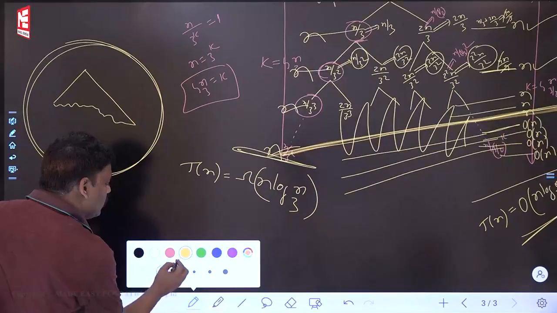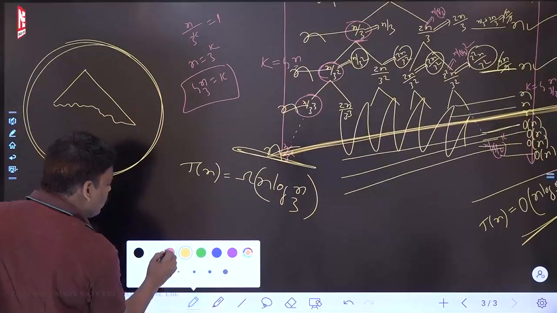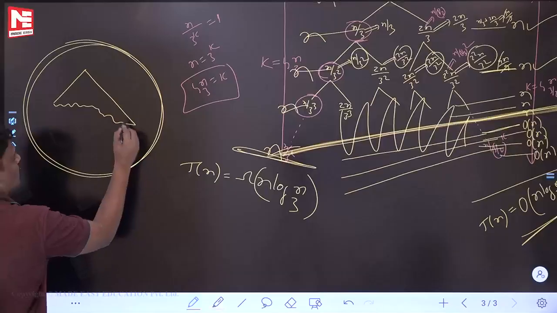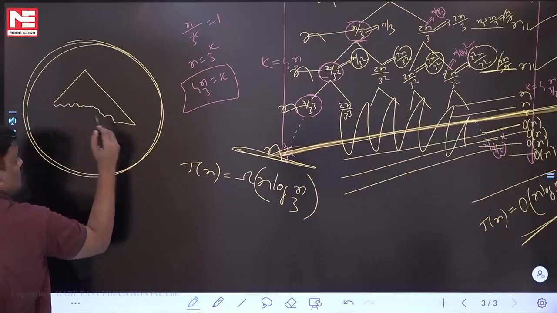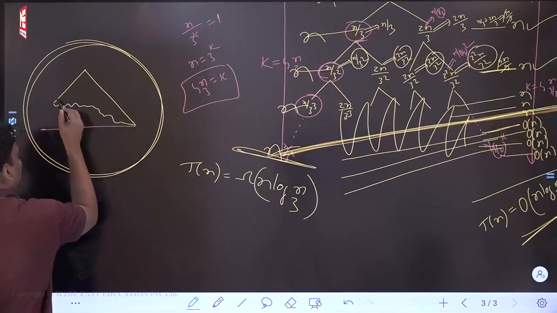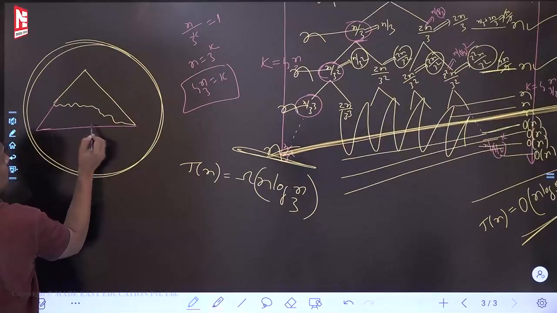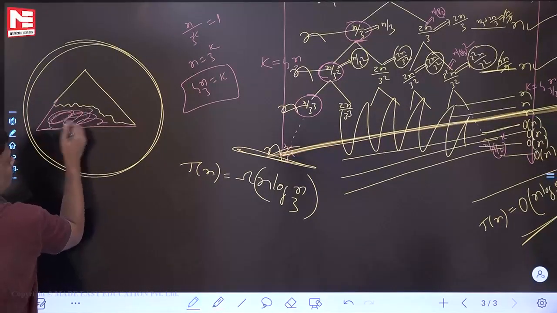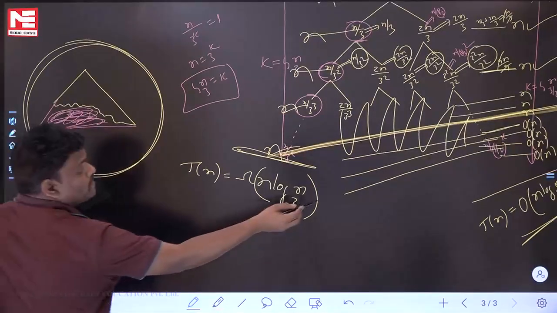Now what did I do in the case of big O? In the case of upper bound, what did I do? Right-hand side has more height, left-hand side has less. So what did I do in the case of big O? On the right also I added extra. See this one, this area was not there, I added. This is called n log n base 3 by 2.